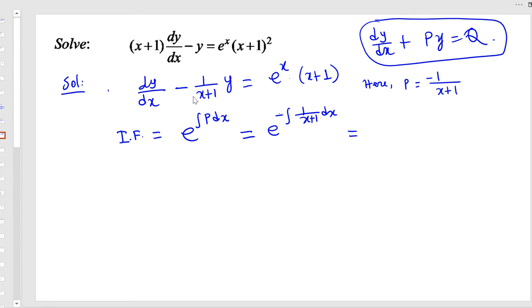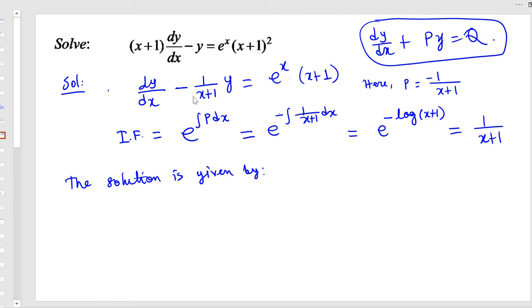So this is nothing but e to the power minus logarithm of x plus 1, which is again nothing but 1 upon x plus 1. Now the solution is given by y times the integrating factor equals q times the integrating factor dx plus c, the integrating constant.